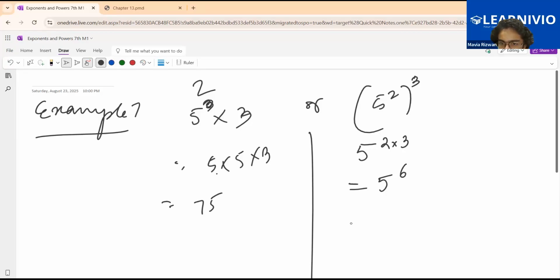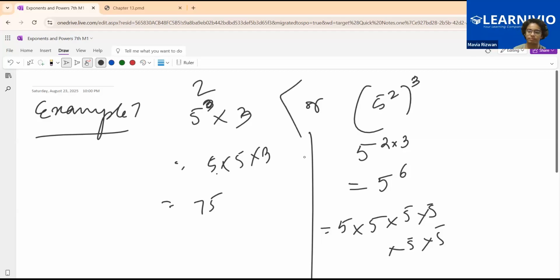Yes, sir. Now this means 5 into 5 into 5 into 5 into 5 into 5. This is such a big number, you can already see that this is greater than that. So without even solving this, you can write that this one is greater. Got it? Yes, sir. Okay, guys, write this down.